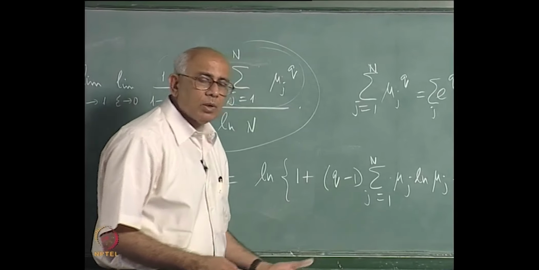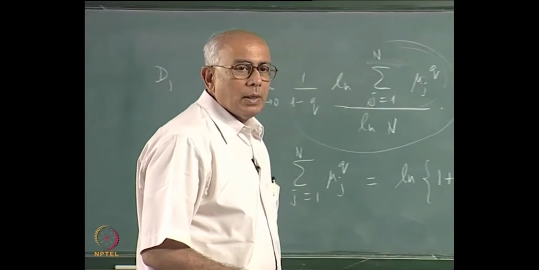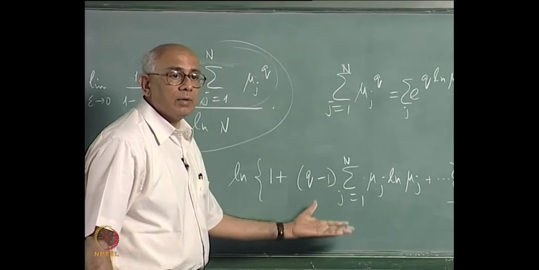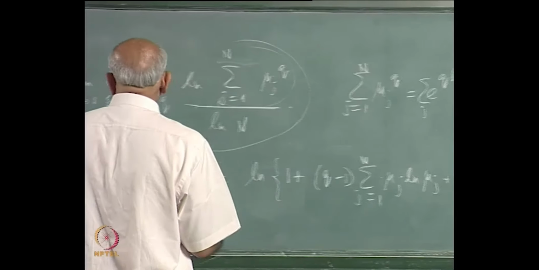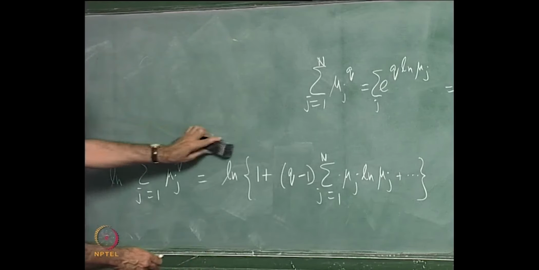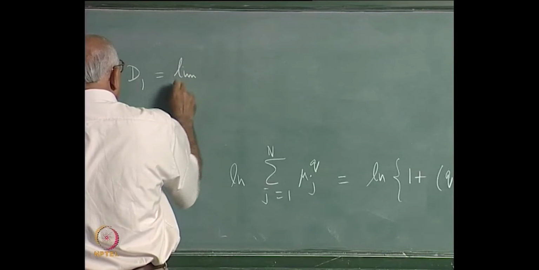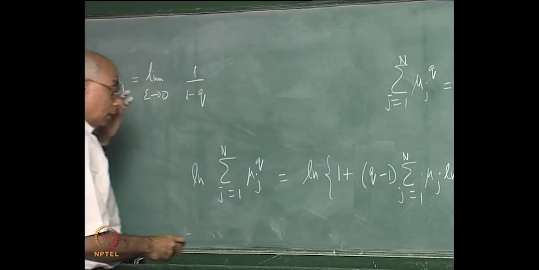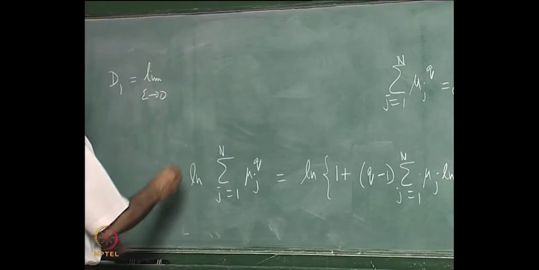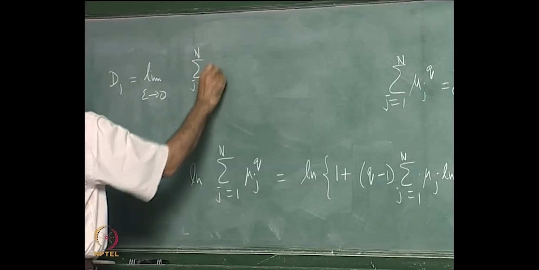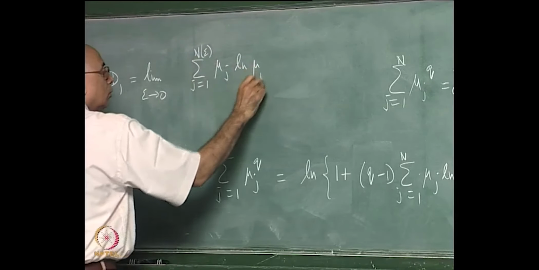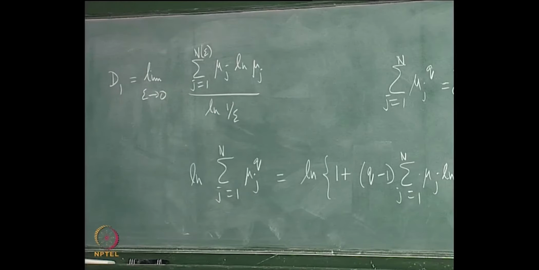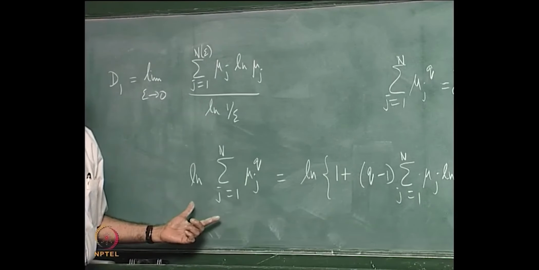So I have log of 1 plus z, and what is the series for log 1 plus z for small z? It is z minus z squared over 2 plus etc. So the leading term is just z itself, which is q minus 1 times this, and therefore we have a formula now for d1, which is equal to the limit epsilon goes to 0 of 1 over 1 minus q, and then you have a q minus 1, so they cancel each other, and you end up with the summation over j equal to 1 to n of epsilon, mu j log mu j divided by log 1 over epsilon, with a minus sign because this was a q minus 1 and this was a 1 minus q.